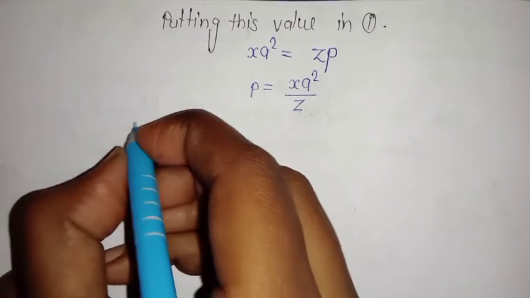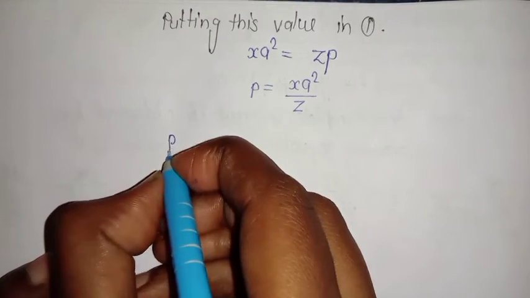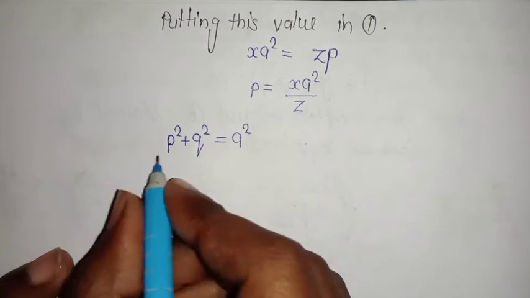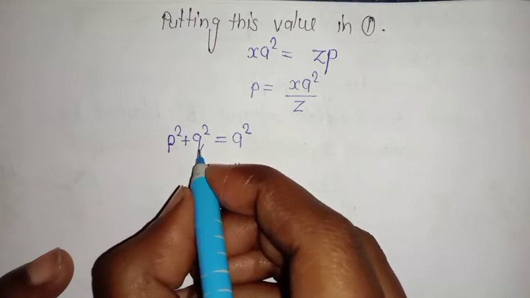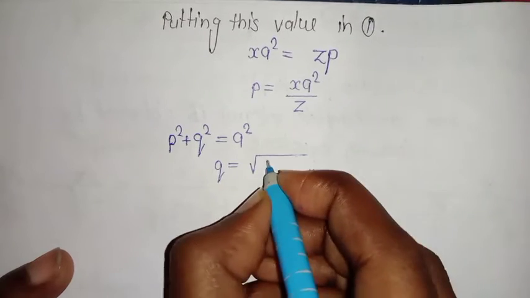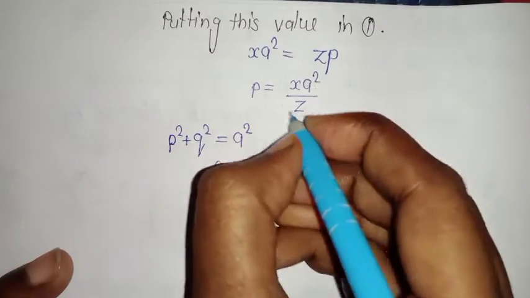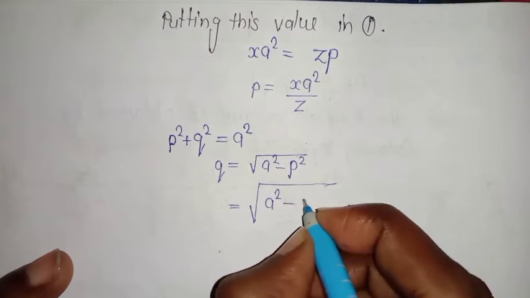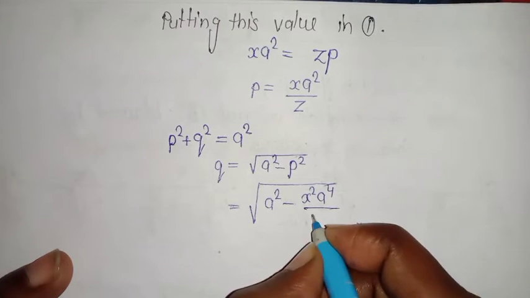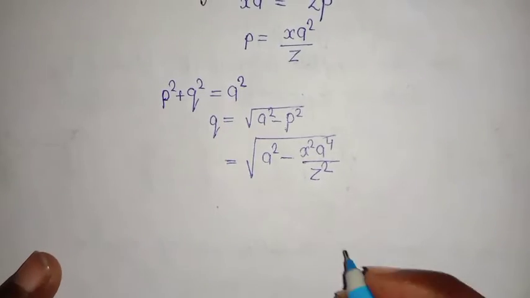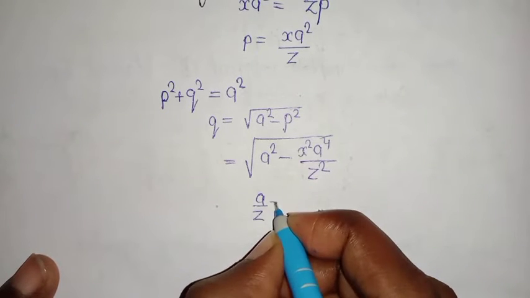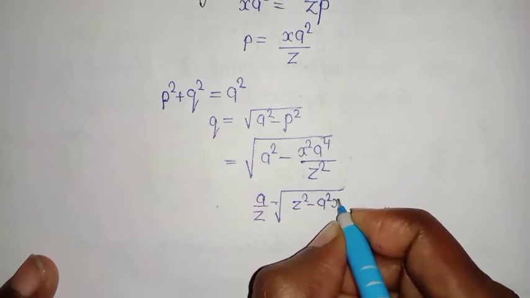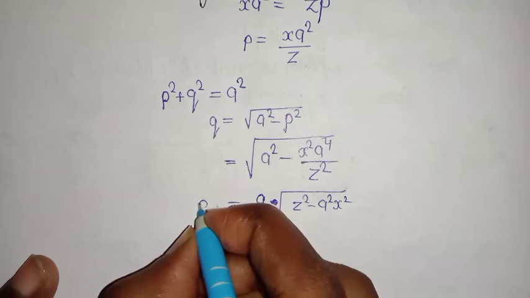Now after solving, we have p square plus q square is equal to a square. After solving the equation by Charpit's method, we got this value. So if we calculate the value of q from here, q is equal to root of a square minus p square, and we have the value of p, so we can put it. After solving, we can write it as a square minus x square a raised to power 4 by z square, and if we simplify this, we get a by z root of z square minus a square x square. Okay, so this is the value of q.